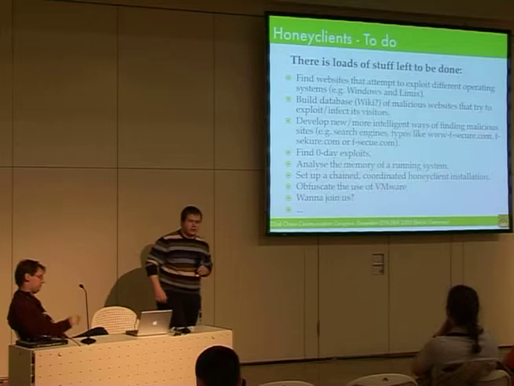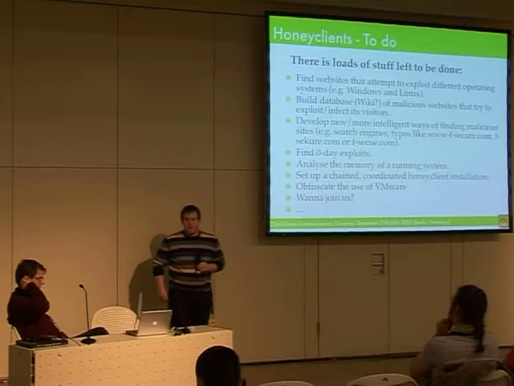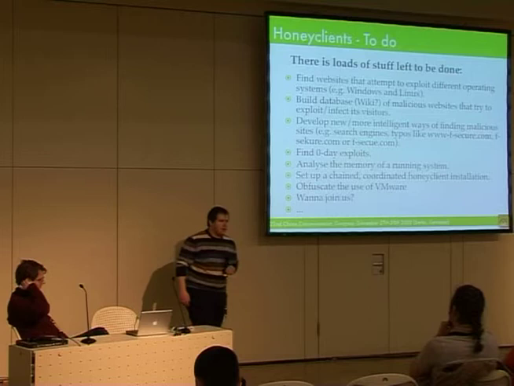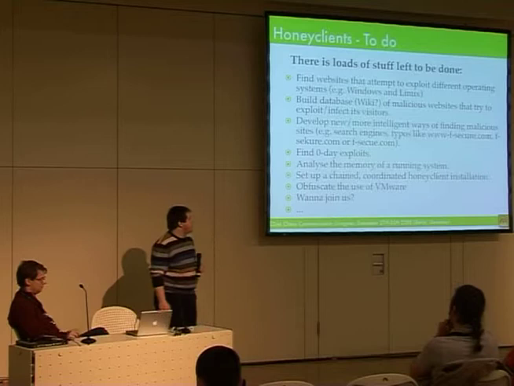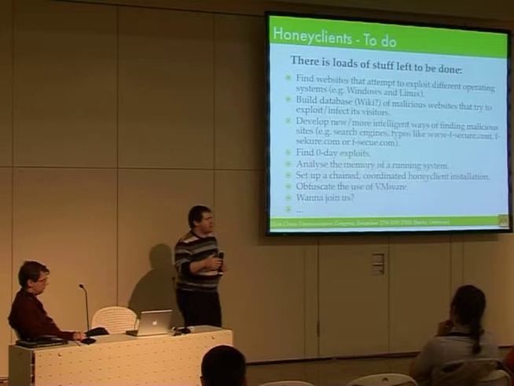So what we need to do, the same. We need to set up a kind of coordinated and chained way of having honey client installations. Then obviously what we need to do as well, although this is actually quite easy, we need to obfuscate the use of VMware, because we use VMware because it's a good piece of software in my opinion, and it's pretty convenient. And as I said, some of the malicious websites, as we predicted last year, actually try to determine: am I being visited by a user that runs Internet Explorer or Windows in a VMware system?